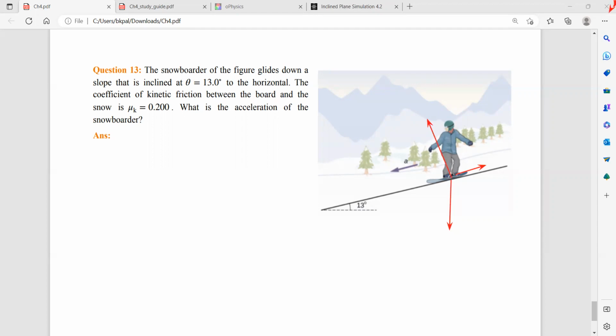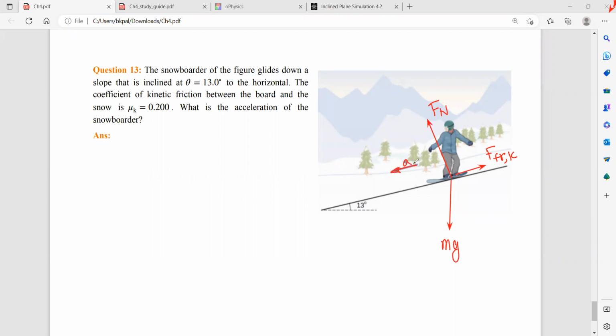So let me write down one by one. So this is mg, this is Fn, okay, and this is kinetic friction. Because the person is moving, the friction will be kinetic friction. Okay, and because the person is moving downward, the acceleration will be in this direction, already given.